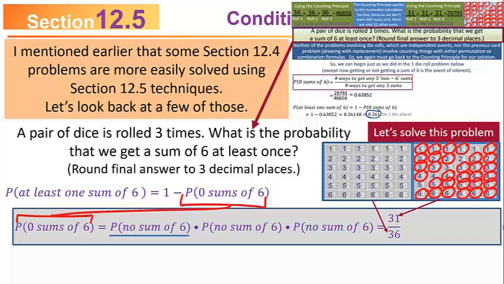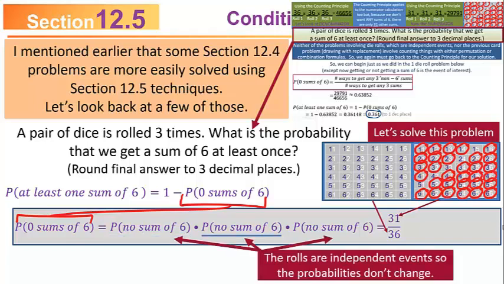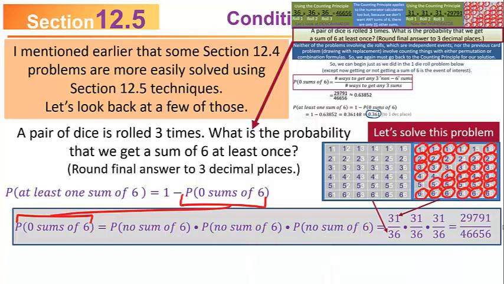And as in the problem before last, these rolls are independent. Rolling something on a first roll of those 2 dice has no effect on the sum you get when you roll again. Those are independent events, so the probabilities don't change. So it's going to be 31 over 36 times another 31 over 36 times a third 31 over 36. And if you multiply that out, you'll get 29,791 over 46,656. So the probability of getting at least one sum of 6 is 1 minus that fraction.